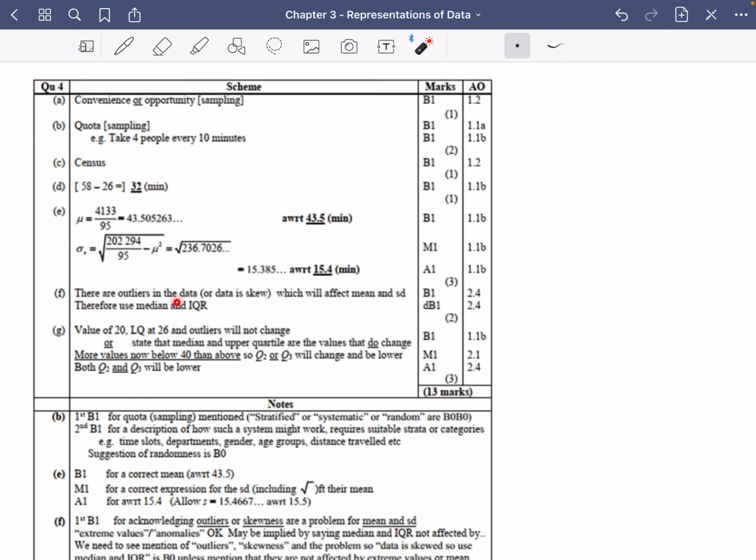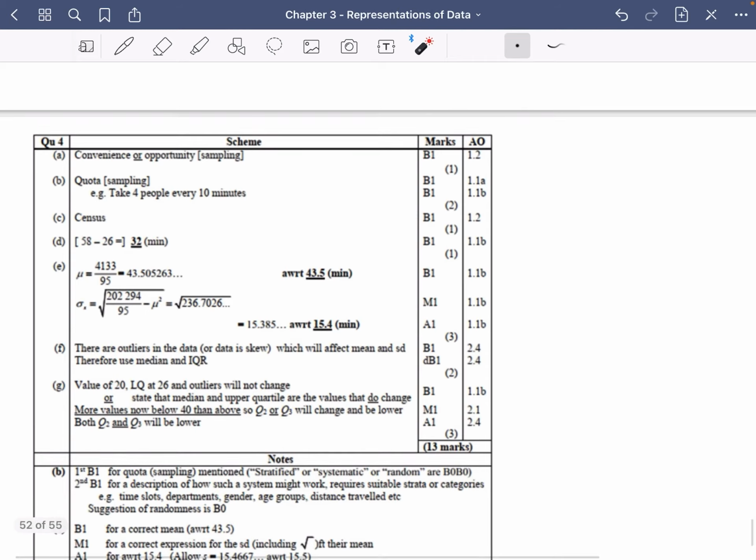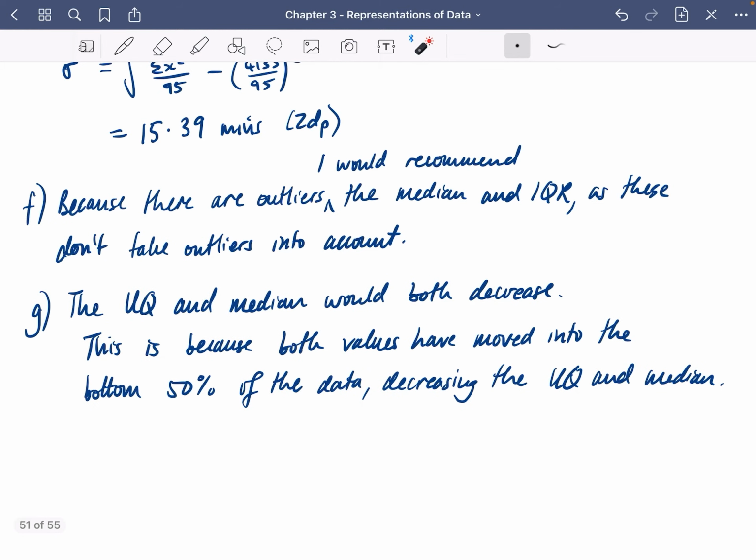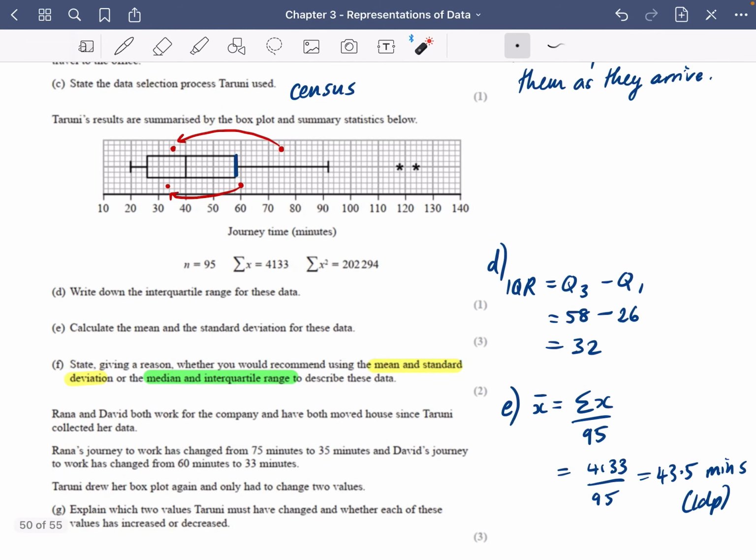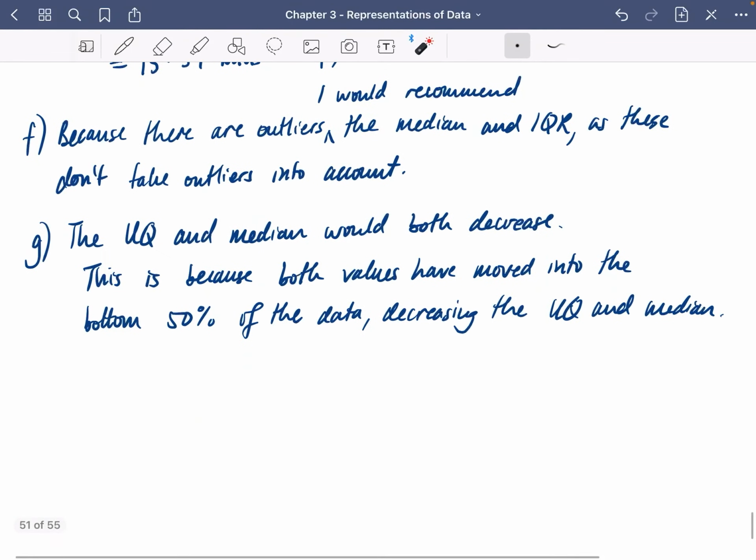And then we've got their outliers in the data, so it will affect the mean and standard deviation, therefore we use the median and interquartile range. We said that the median and interquartile range don't take the outliers into account. And here we've said that the median and the upper quartile are the values that do change. More values are now below 40 than above, so Q2 or Q3 will change and be lower, but both of them will actually be lower. They've done it with specific numbers. I think what we've said here is absolutely fine, and we've also got some indication on the diagram. They're both dipping below the median. It's because both values moved into the bottom 50% of the data.